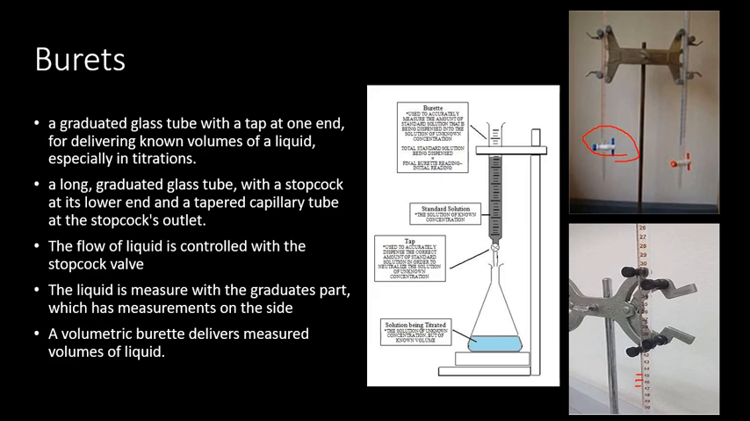They're usually cleaned with some type of acid because it is very hard to clean these things. If something gets stuck on the inside, you clean them with some type of acid. So yeah, it has measurements on the side. A volumetric burette delivers measured volumes of liquid. Okay, yeah, I covered everything.